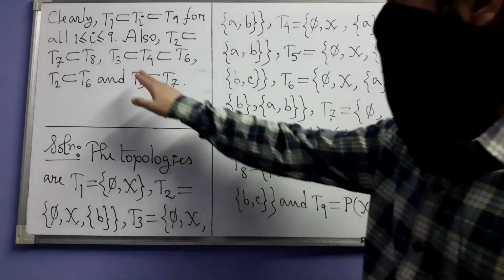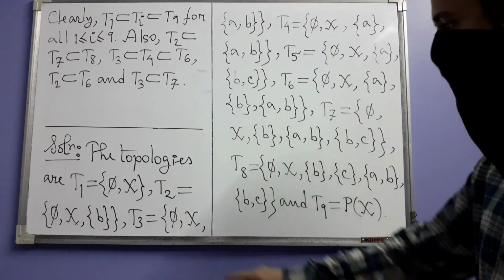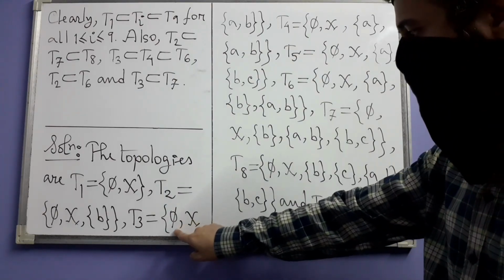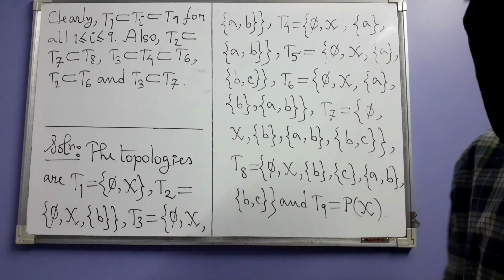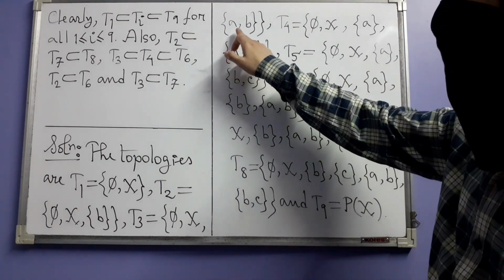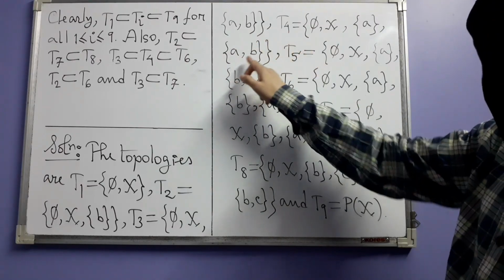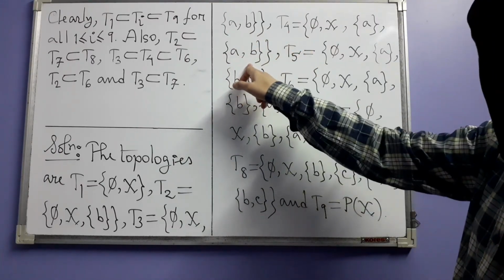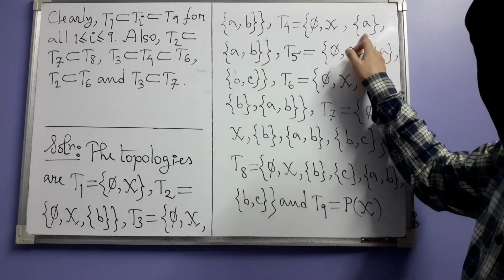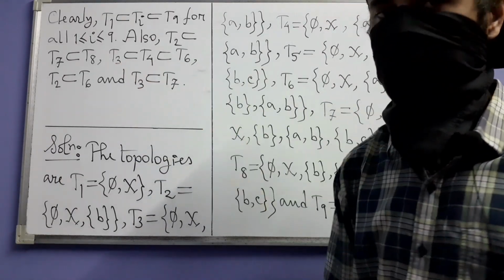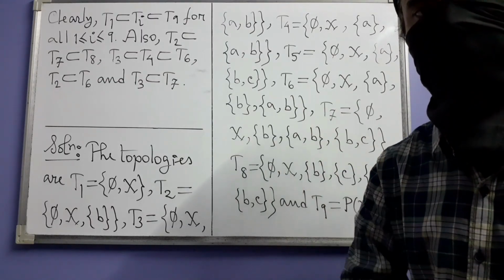How is it that T3, for example, is coarser than T4? Let us see. Where is T3 here? No point seeing what happens with the empty set and X because they are present everywhere. The other set here is this two element set A, B. Do we have that in T4? Yes, we have that in T4. Actually in T4 there is an extra element. So not only is T3 coarser than T4, or T4 is finer than T3, but T4 is strictly finer than T3 in fact.